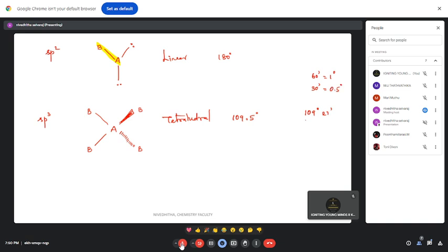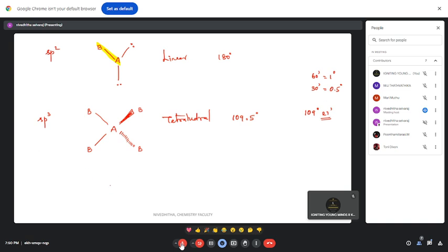Here I have 109 degree 27 minutes. 27 minutes can be approximated, we can write it as 30 minutes, and this 30 minutes can be written as 0.5 degree. So tetrahedral's bond angle can be written as 109 degree 27 minutes or 109.5 degree. Both the bond angles are right.